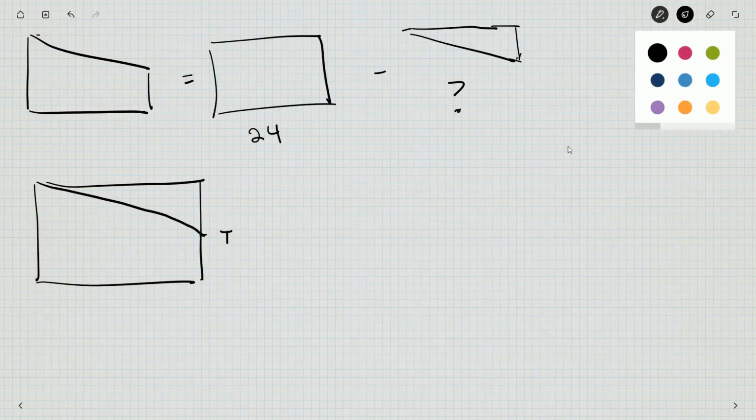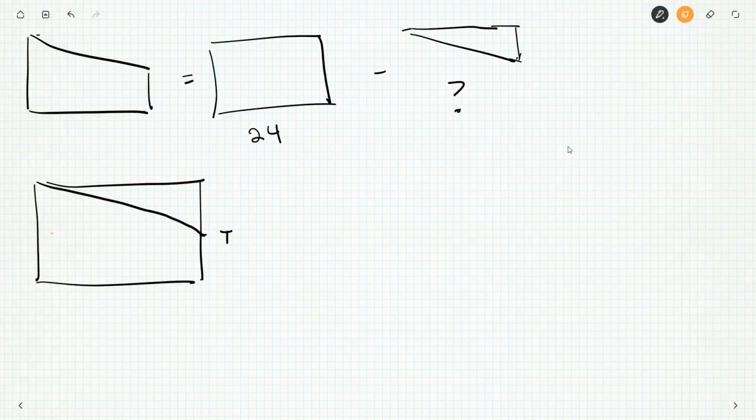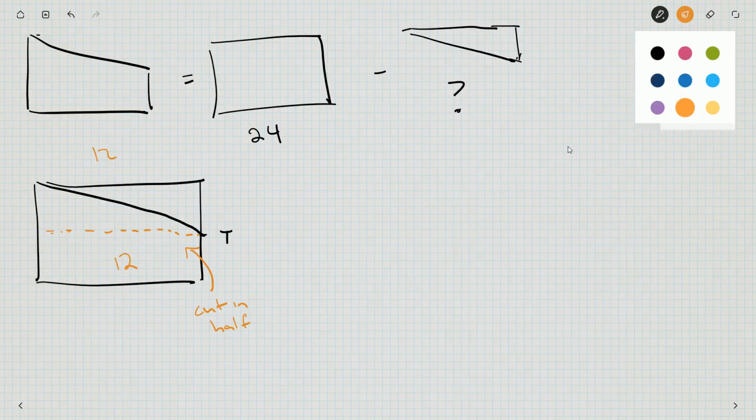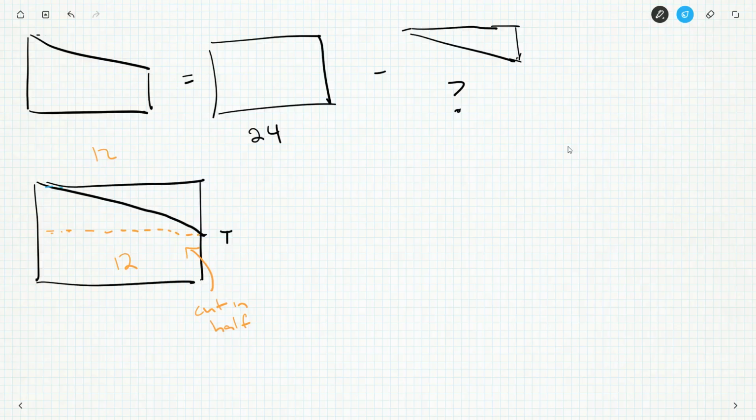Well, what I'm going to do is I'm actually just going to cut the whole rectangle in half. So that means we'll get 12 down here, and we'll have 12 up on top. But the line that makes our triangle cuts this smaller rectangle in half. So we'll get 6 and 6 here. So this area here is 6, a quarter of the original rectangle.